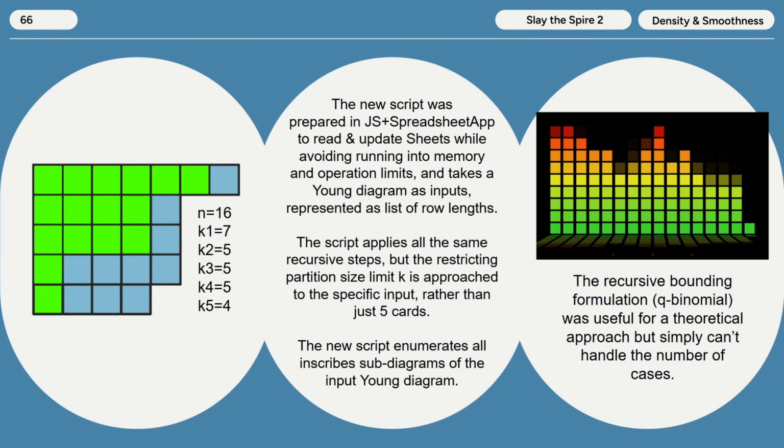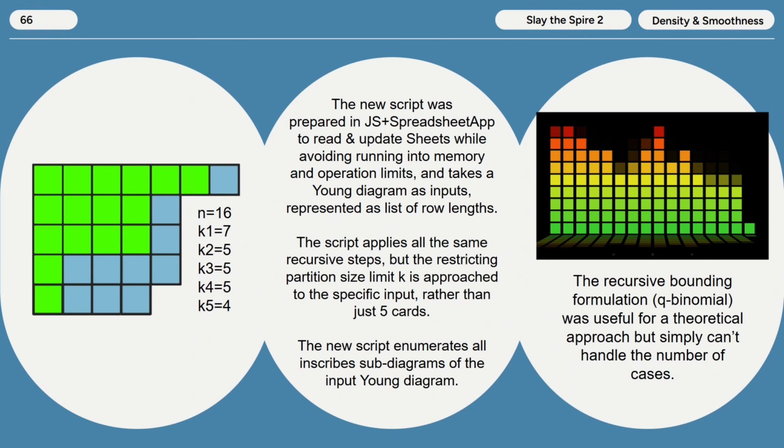Up until this point, I'd been using custom formulas in Sheets. So what does the script do? The script takes Young diagrams as inputs. It takes a number n, and then it takes a diagram K1, K2, K3, K4, K5, so the number of elements in each row of the Young diagram.